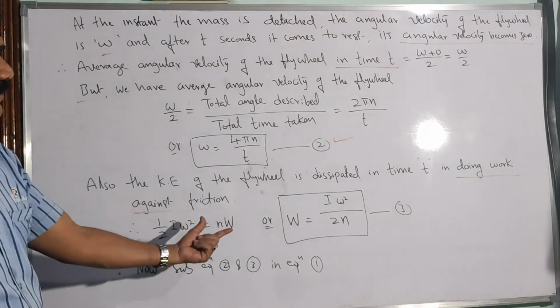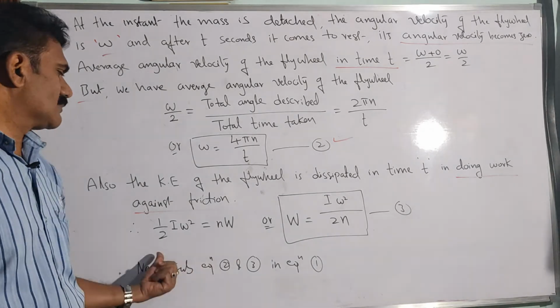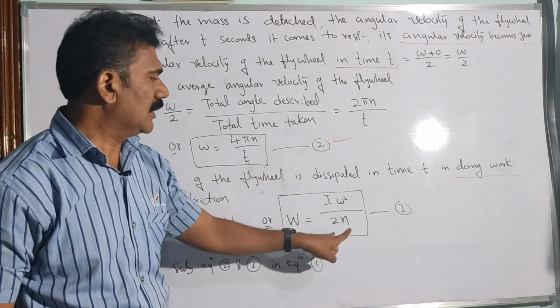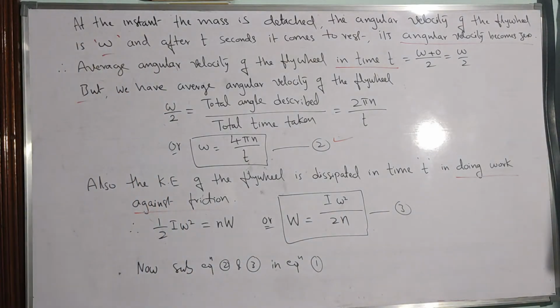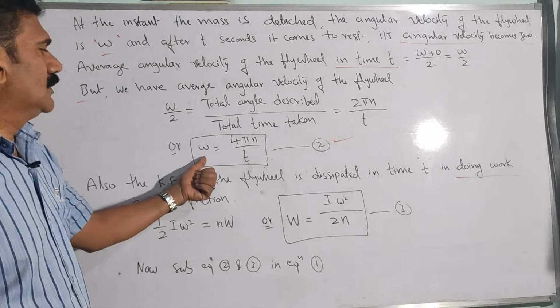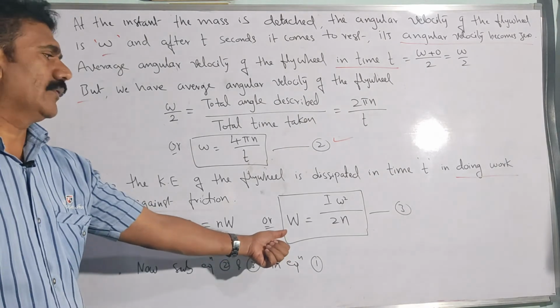So it is equal to total work done, N into W. Okay. So by just cross multiplication you can get the total work done is equal to I omega square by 2N. Let it be equation 3. Is it clear? So now we have the equation for angular velocity and we have the equation for total work done against the friction.